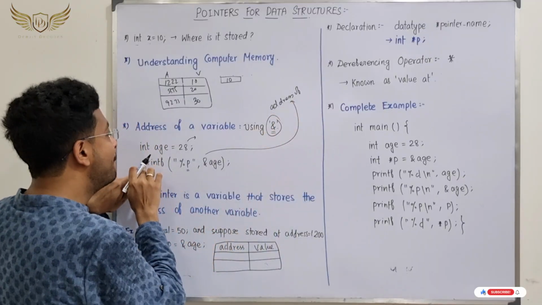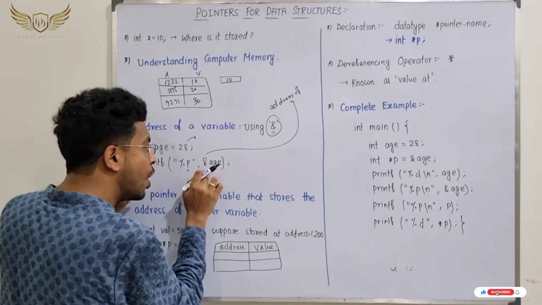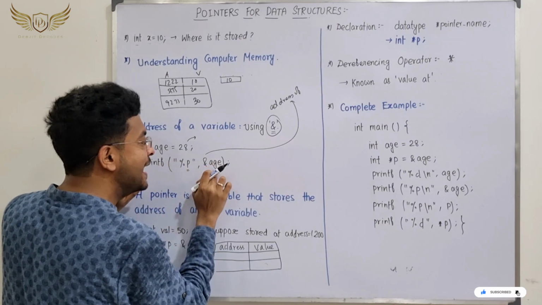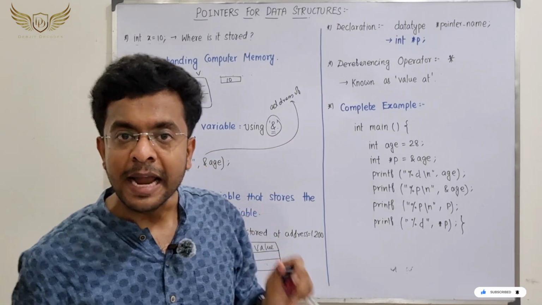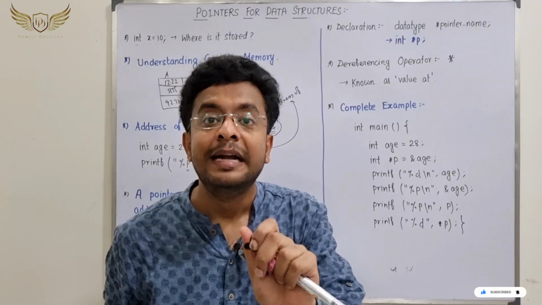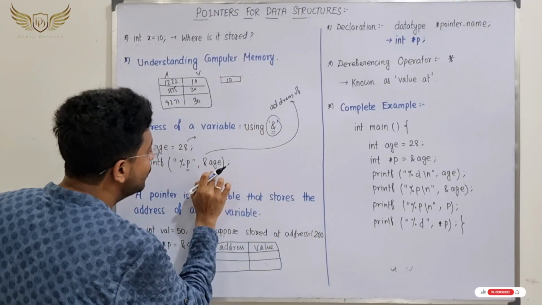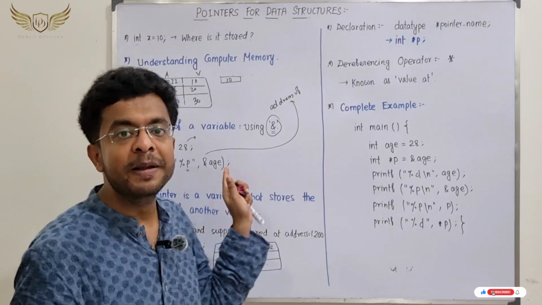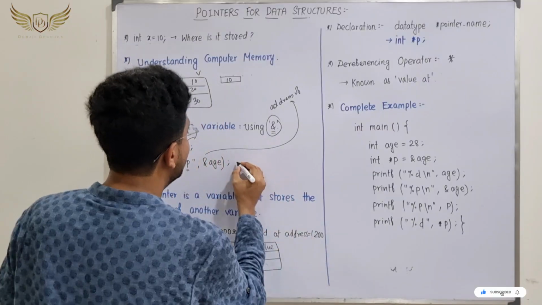So what is it saying? Print the address of age. Print the address of the variable age, right? That means you will be getting this particular age's address, where this 28 is stored.